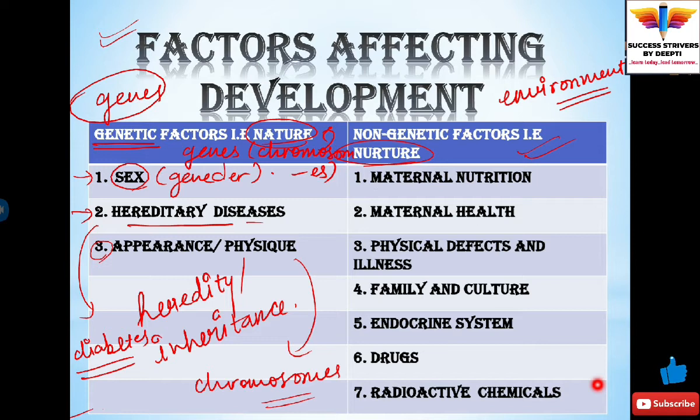Okay, coming to the sixth point, which is the endocrine system. Hormones produced by the endocrine glands affect the child's development. Thyroid deficiency may lead to mental retardation. Growth hormone deficiency may lead to a problem in the child's bodily development.